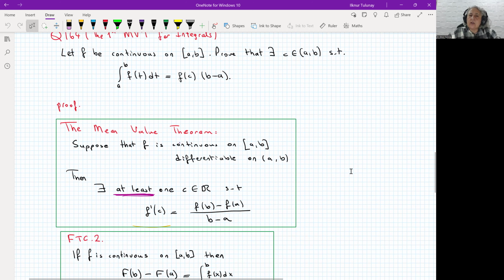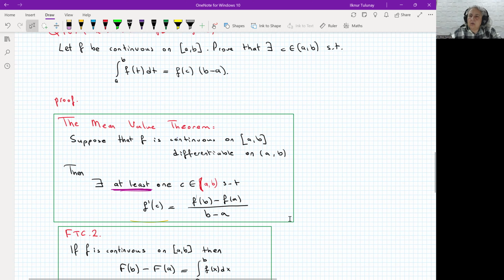So the mean value theorem. We know the mean value theorem from previous classes. Just to remind ourselves, if f is a continuous function on the closed interval and differentiable on the open interval, then there exists at least one c in the open interval such that f prime of c is equal to (f(b) minus f(a)) divided by (b minus a).